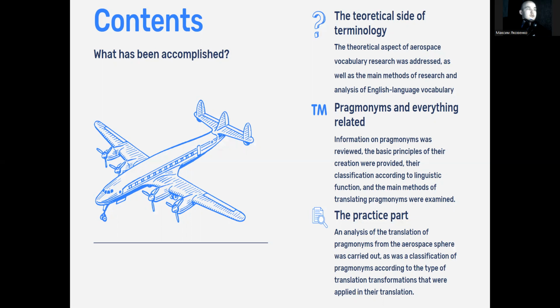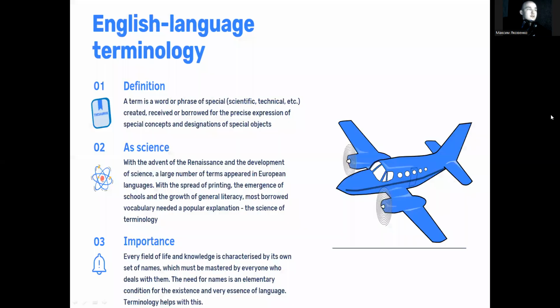Also, the features of translation of pragmonyms of aerospace English-speaking vocabulary into Ukrainian were analyzed. The types of translation transformation used in the translation of pragmonyms are shown.